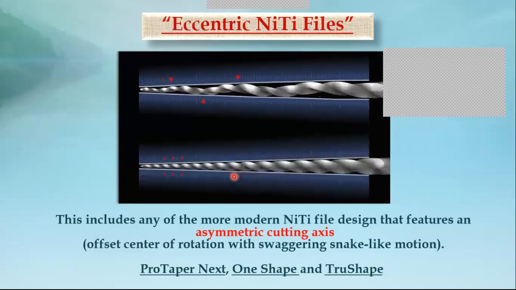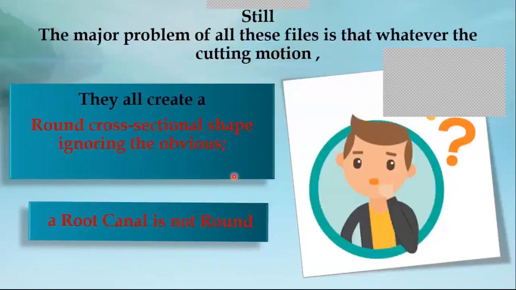Still, the major problem of all these files, whatever their cutting motion is, is that they all created a round cross-section preparation in the root canal, ignoring the obvious fact that the root canal is not round. Why will that make a problem? Let's see.